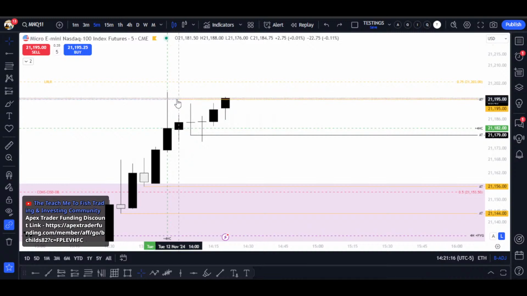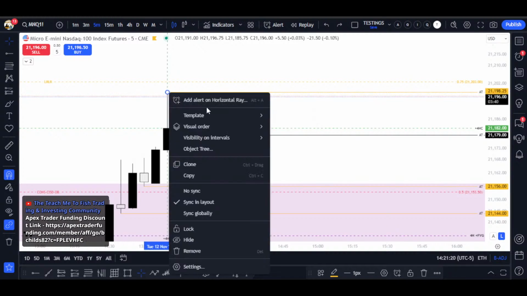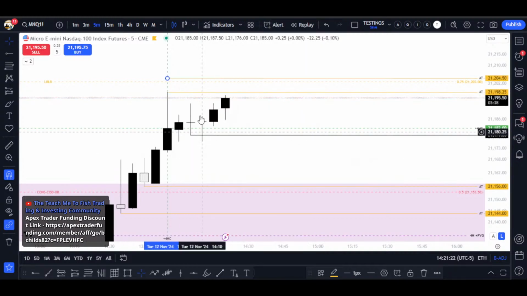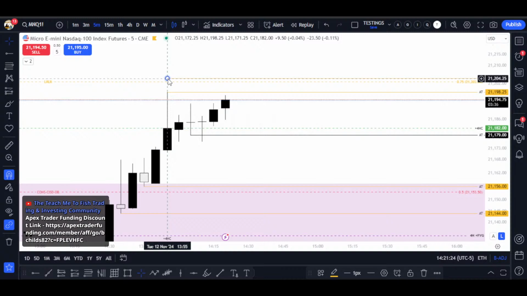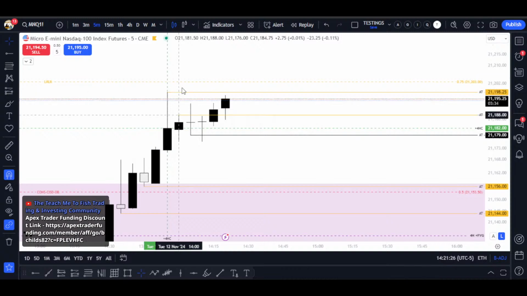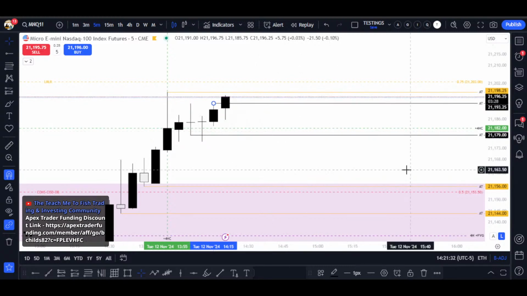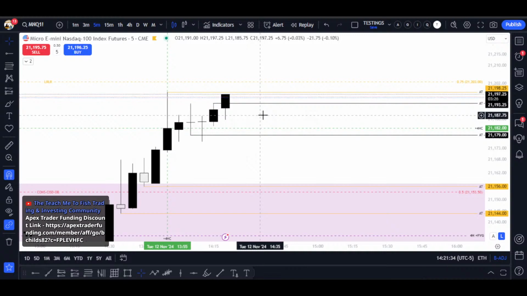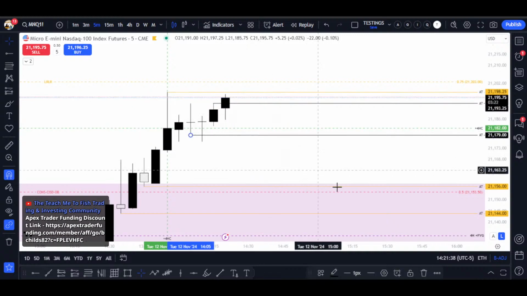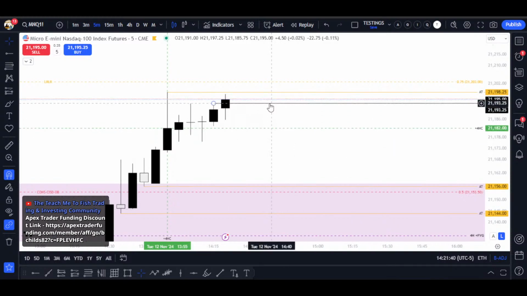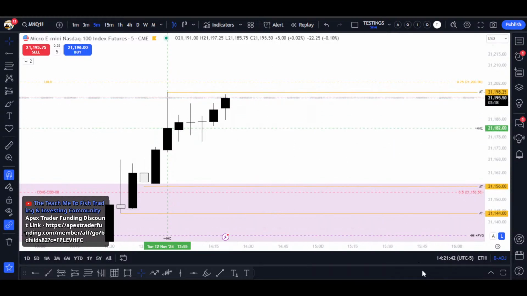Trying to get this to copy. It's not. So that was an algo target. It was hit. I'm doing my best not to put a bunch of lines on here.